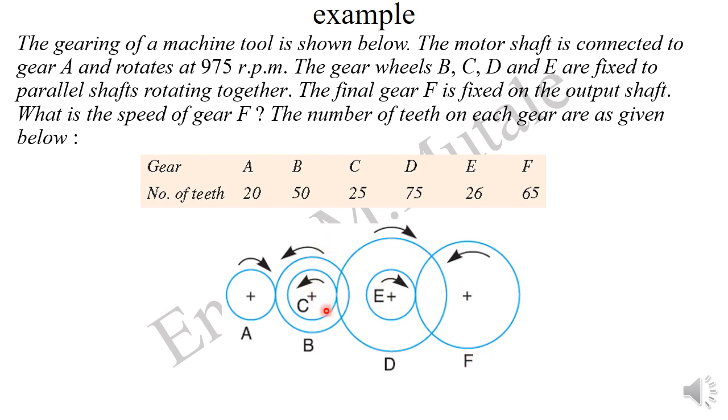So you look at C. C is driving this one, which is D. So D and E, they are sitting on the same shaft. They will rotate in that direction. And then between them, only E is a driver to F. So if you're able to identify which ones are drivers and which ones are drivens, it will be very easy to solve this one. So let's look at the solution on the next page.